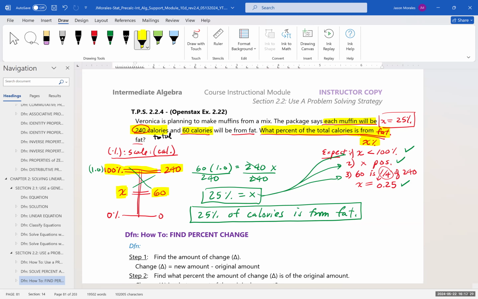Now that we've got this scale set up, we can convert our percentages into fractional decimals and cross multiply. That's what we got here, and we end up with an answer of x equals 25%. We can look here at our expectations: x should be less than 100%, and x should be positive. We can see that 25% fits both those bills. So 25% of our calories come from fat is our answer. Let me know if you have any questions.